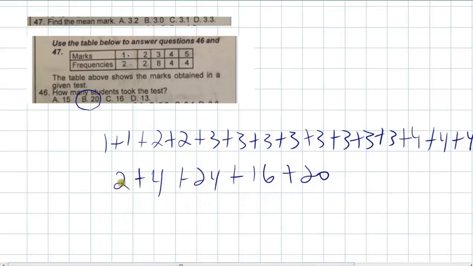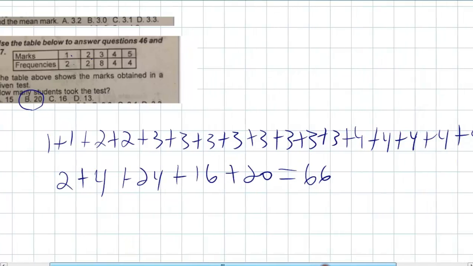So what do we get? We get 2 plus 4 is 6, plus 24 is 30, plus 16 is 46, plus 20 is 66. So the sum of all of the marks is 66. But now we have to divide by the number of appearances of each mark.